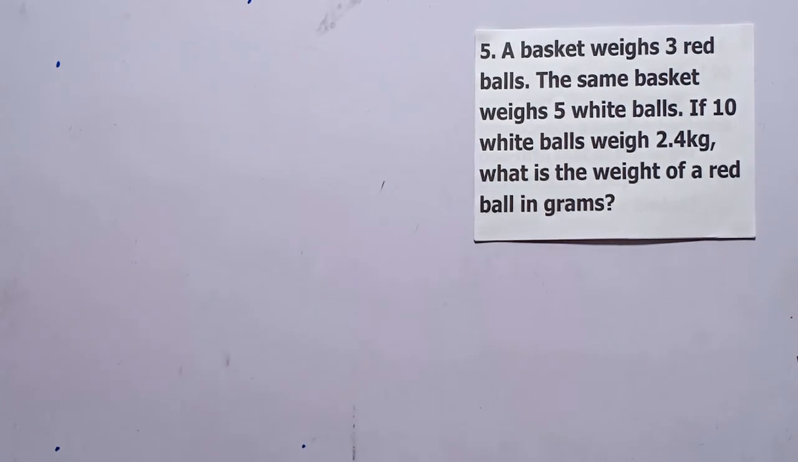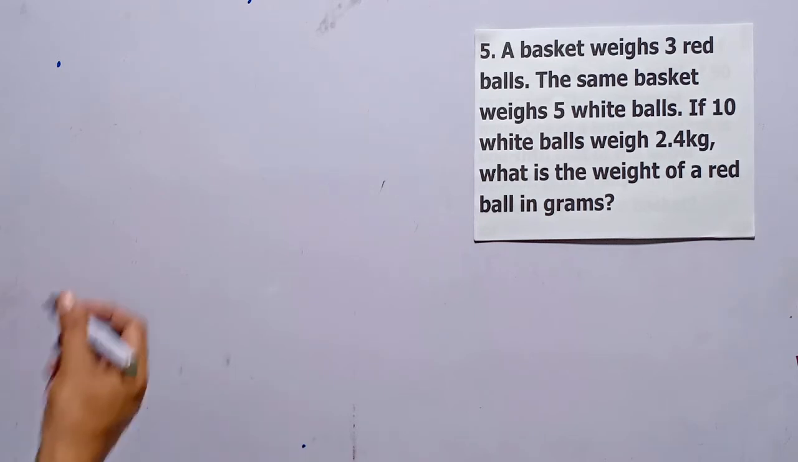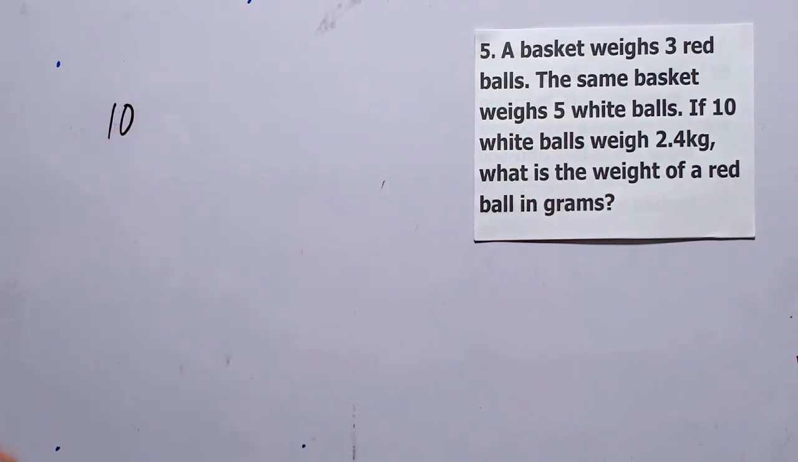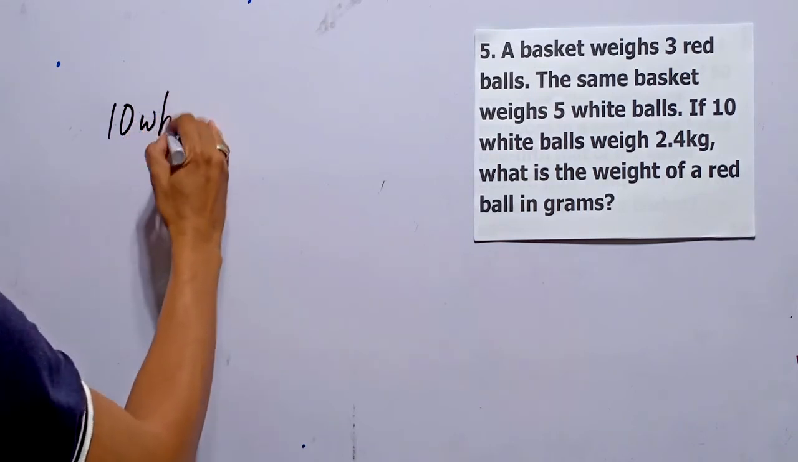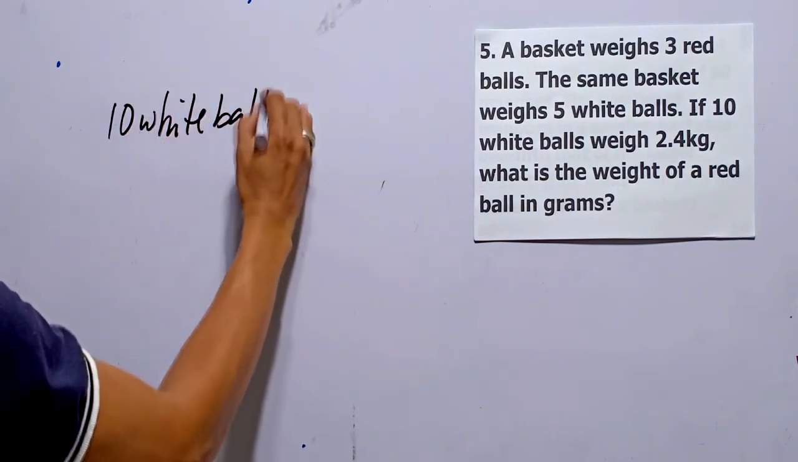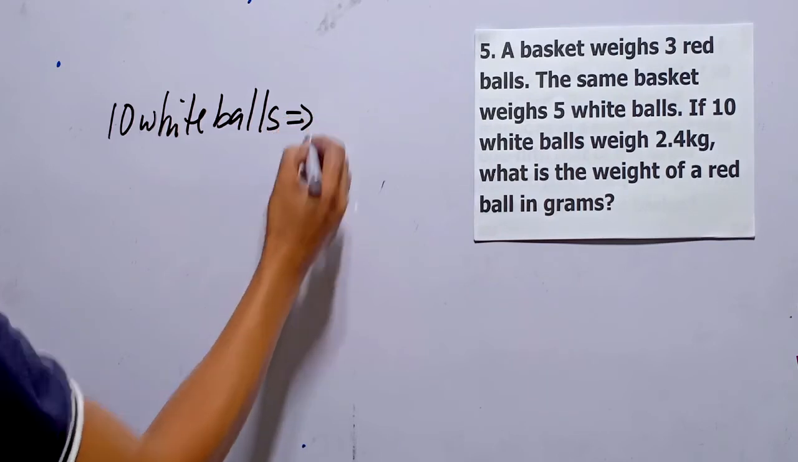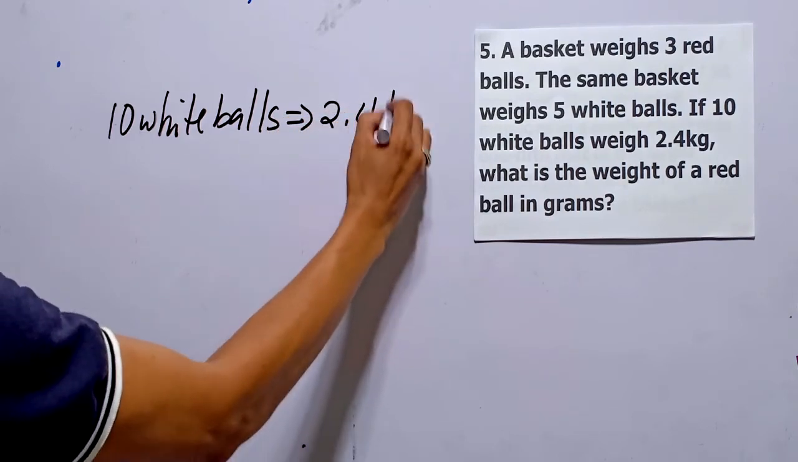This time, let's answer problem number 5. Let me read the problem to you. A basket weighs 3 red balls. The same basket weighs 5 white balls. If 10 white balls weigh 2.4 kilograms, what is the weight of a red ball in grams? So let's start with 10 white balls. Their total weight is 2.4 kilograms.